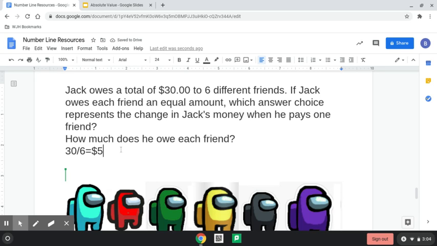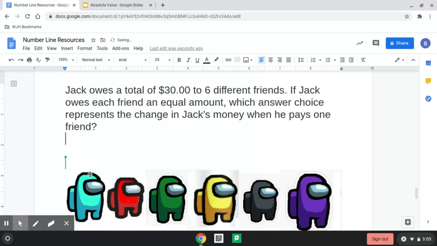And that's not the question, though, that was asked here. The question that is asked: the change in Jack's money when he pays one friend. So in other words, when he pays this friend, his cyan-colored friend right here, $5, what happens to the amount of money in Jack's wallet or bank account? Does it change by a positive amount or a negative amount? So if you said the answer is actually going to be negative $5, then you are correct.